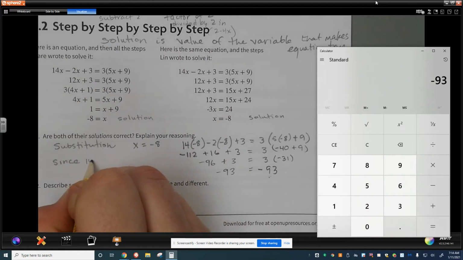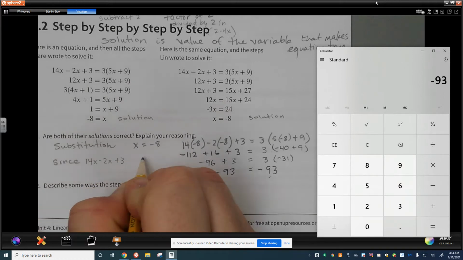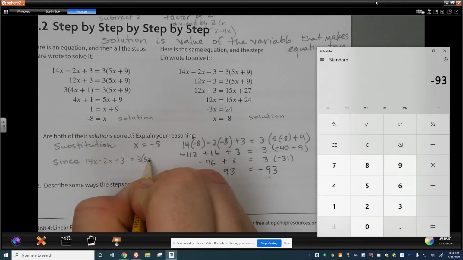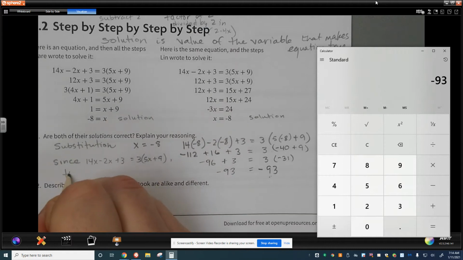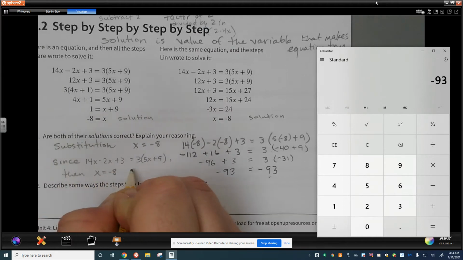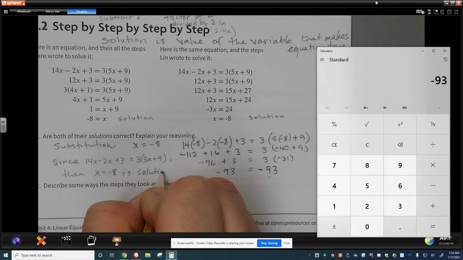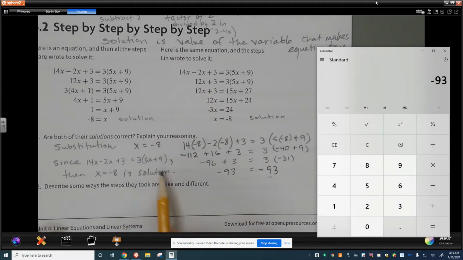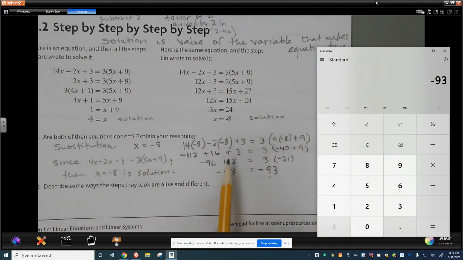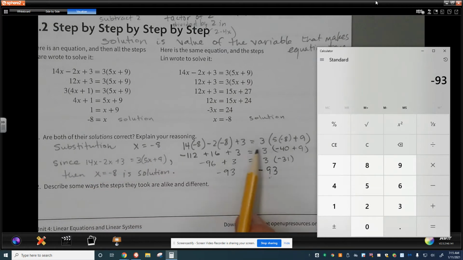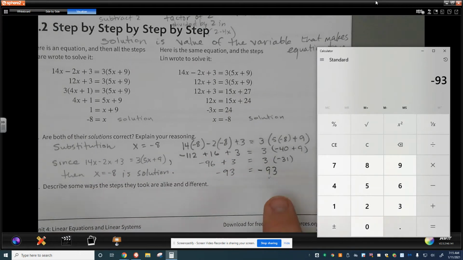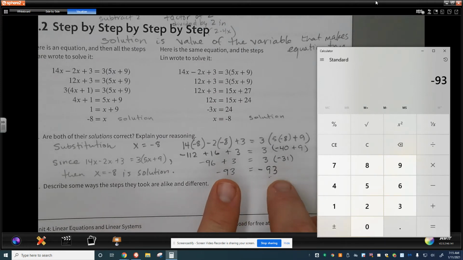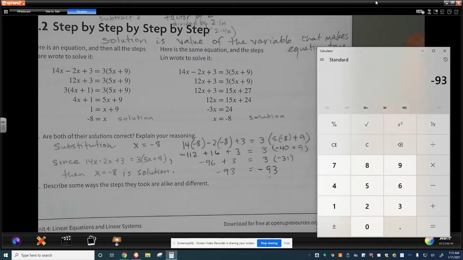Since 14x minus 2x plus 3 equals 3 times 5x plus 9, then x equals negative 8 is the solution. Cool thing about math is I can write mathematical sentences as an equation, and then here's my evidence right here that I've proven that wherever I have an x is a negative 8, it simplifies out to the exact same value in each expression. The solution, the answer is not negative 93. That's just the way that we prove that negative 8 is really the right value for x.